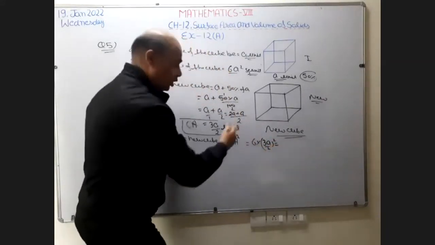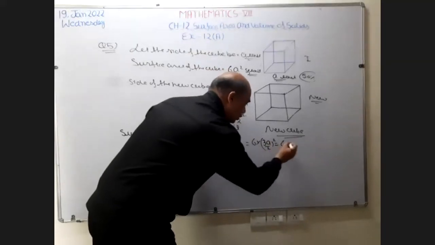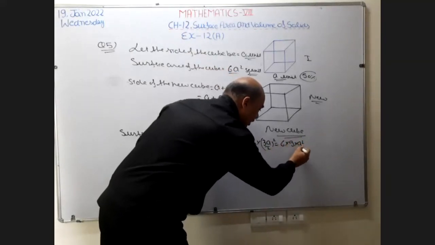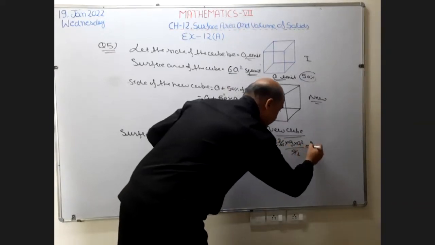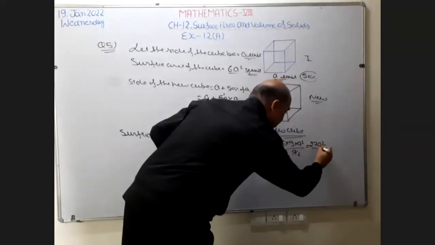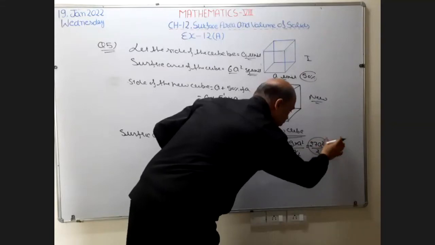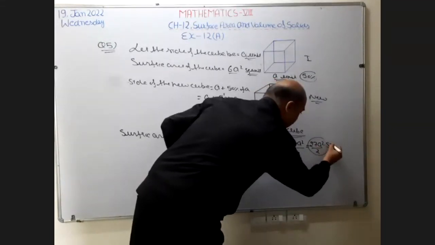Okay, beta, now solve this. 6, square of 3 is 9, A square upon 4, since 2 twos are 4. 2 threes are 6, so this is going to be 27 A square upon 2. This is in square unit also, so write down square unit also.